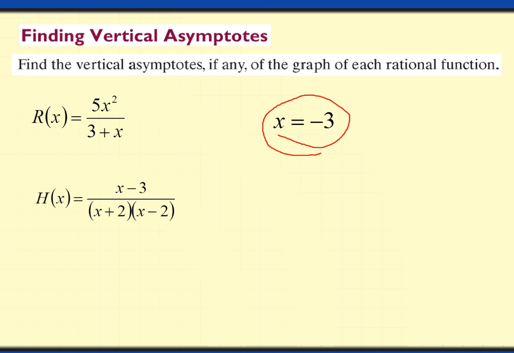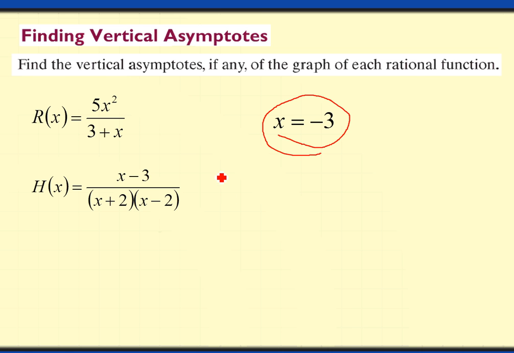That's a vertical line. That's the vertical asymptote. Well, if we look at the next rational function, the denominator is already factored, and there's two values of x that cause the denominator to be 0. If we have an x value of -2, then this factor will be 0. If we have an x value of +2, then this factor will be 0.